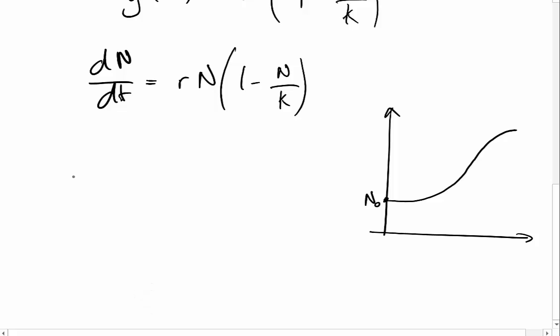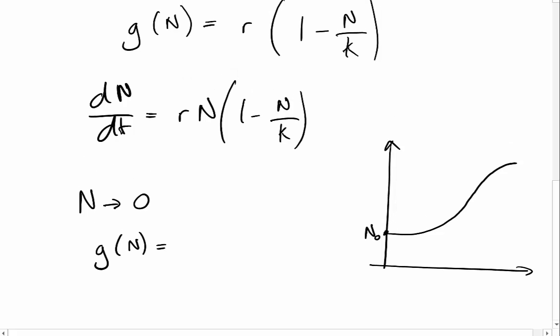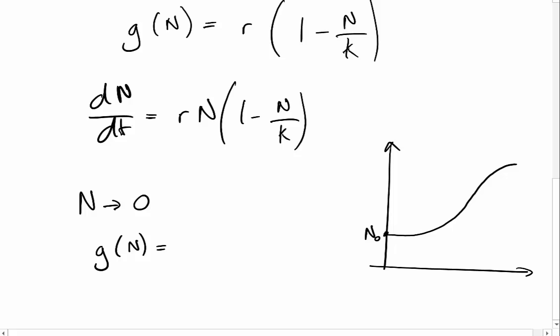What we need to consider is what happens to our growth as our population approaches 0. g of n is equal to r lots of 1 minus n over k. If our n goes to 0, then n over k is going to go to 0, right? So what we're going to end up with is that our growth rate is just going to be r, which is fine. Yeah?